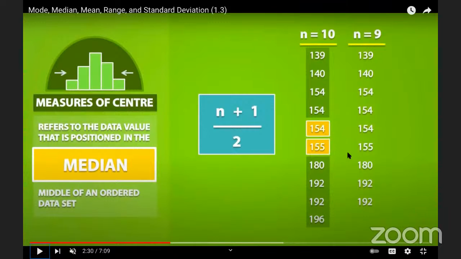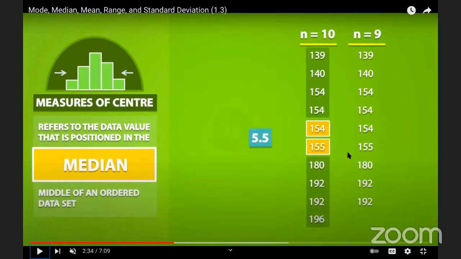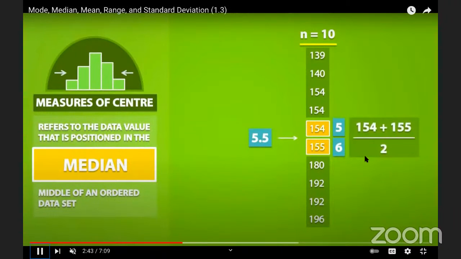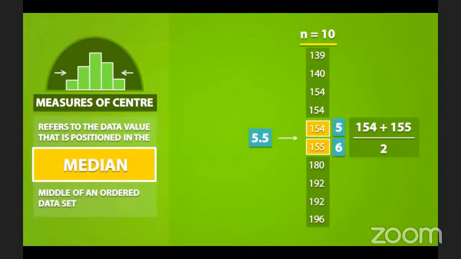Now how do you calculate this? There is a procedure for this also. If you do the same thing with 10 plus 1 by 2, the number you get is 5.5. Now 5.5 means you have 5 here and 6 here, and in between them the number has to be calculated. What you do as a formula is add 154 plus 155 and divide by 2. Whatever comes is the middle value. That is called the median. 154.5 is the median in this case.